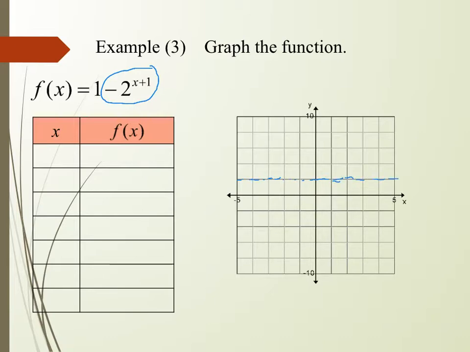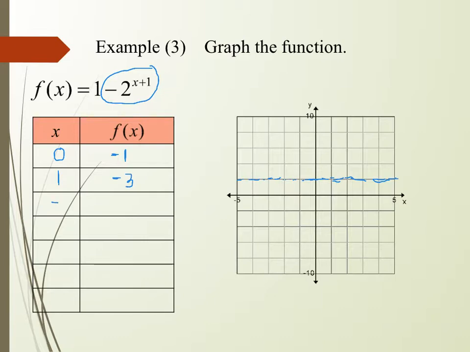Okay? We'll never cross over a positive 1. So let's do some of our calculations. Let's let x equal 0. When x is 0, I have 1 minus 2 raised to the 1 power, which is a negative 1. So now I'll let x equal 1. If x is equal to 1, I have 1 minus 2 raised to the second power, which is a negative 4, but 1 minus 4 is a minus 3.